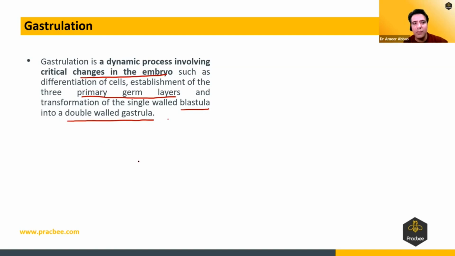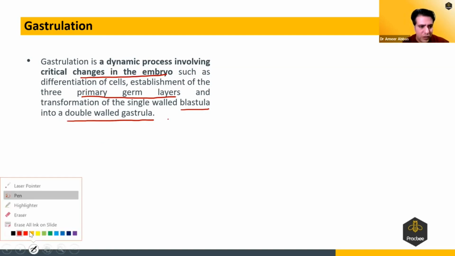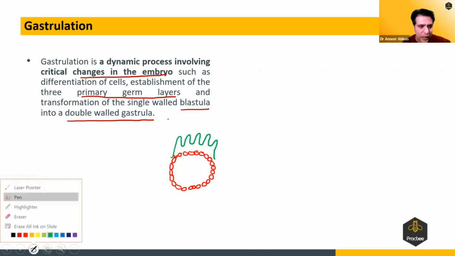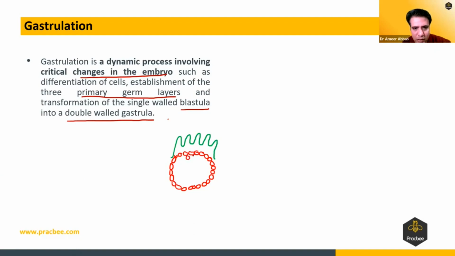Now listen, what will happen in this gastrulation? Okay, these are the trophoblast cells. Clear? As soon as implantation occurs, there also occurs the formation of chorionic villi that participate in the formation of placenta. So these are the trophoectoderm, this is the chorionic villi, and the inner cell mass is known as embryonal knob.